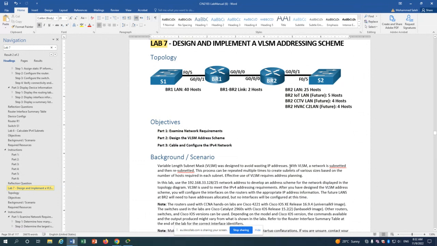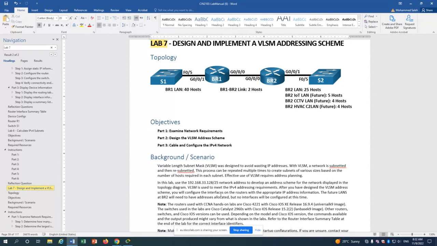With VLSM, a network is subnetted and then resubnetted. That's why it's variable. Subnetted, then resubnetted. This process can be repeated multiple times to create subnets of various sizes based on the number of hosts required in each subnet. Effective use of VLSM needs proper planning. When you start doing subnetting, you start with the network or the LAN that has the biggest number of hosts.